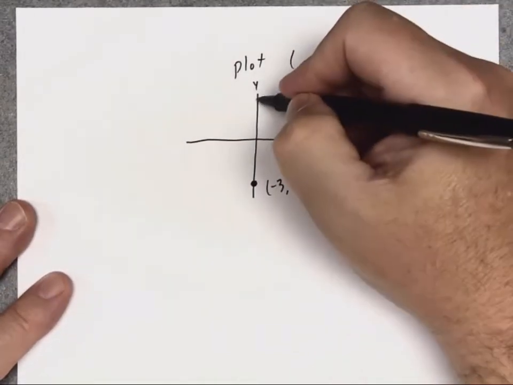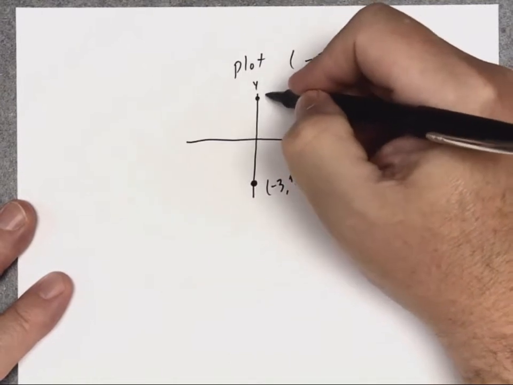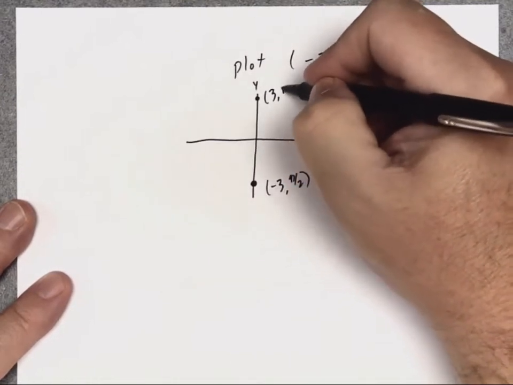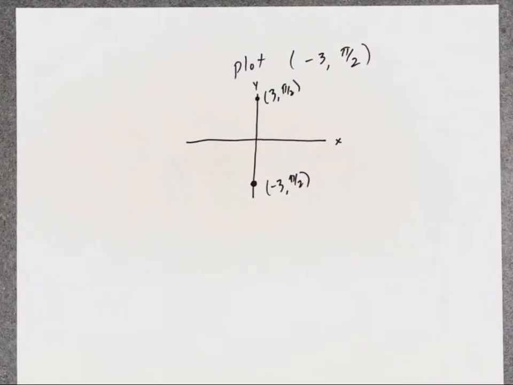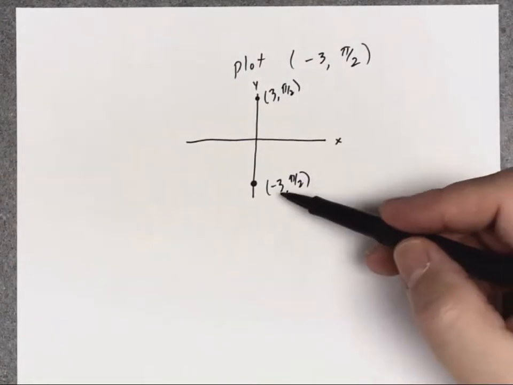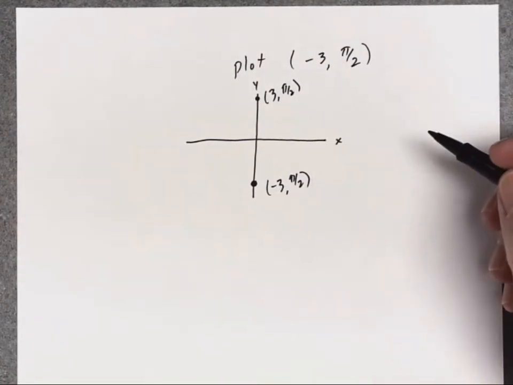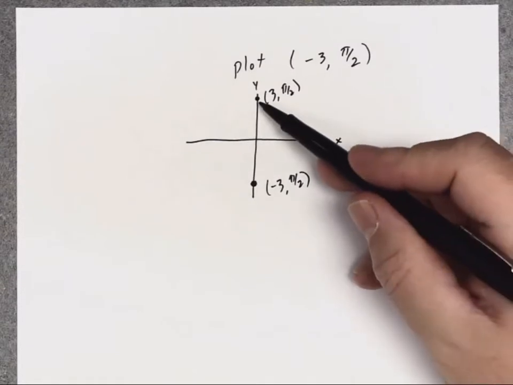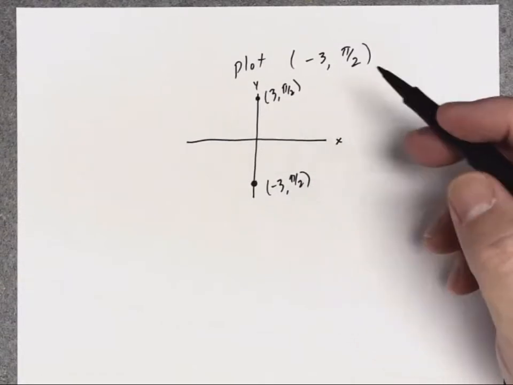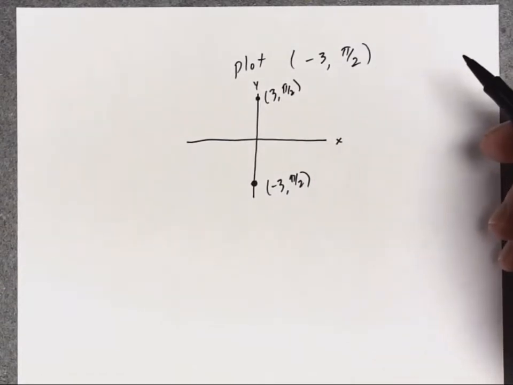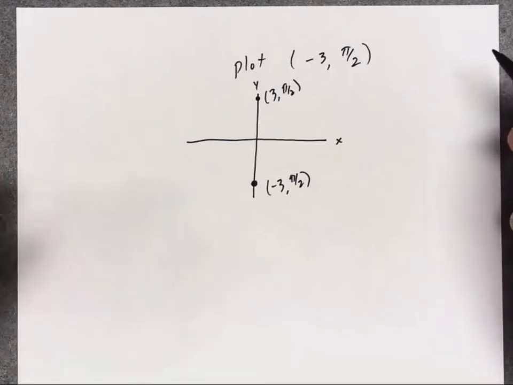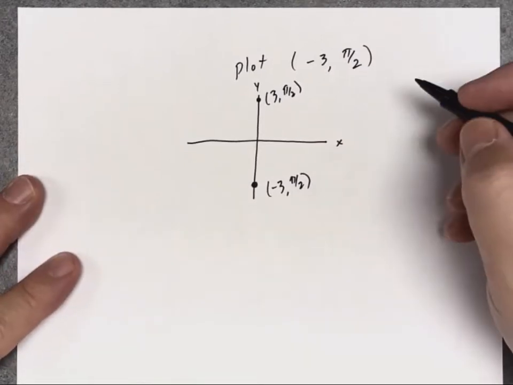Just for fun, for comparison's sake, that would be 3 pi over 2, and here's -3 pi over 2. So the negative number causes you to go in the exact opposite direction. We also can have negative angles.